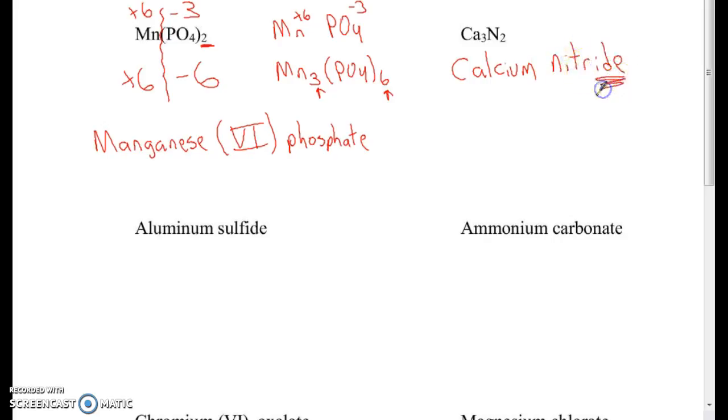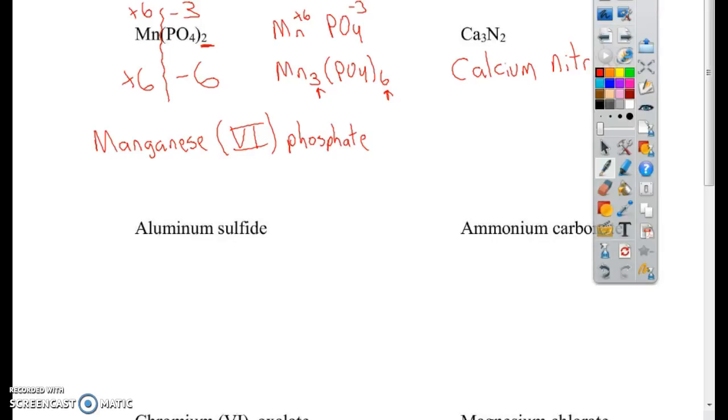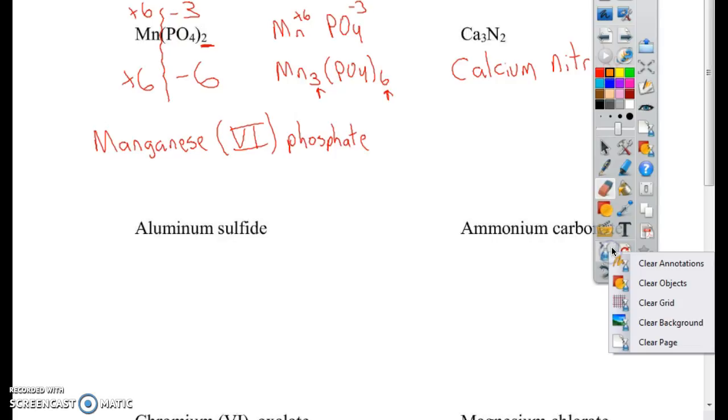It'll end in IDE. If you have a binary compound, it will always end in IDE. Now, you can get some that end in IDE that are not binary. If you have hydroxide, for example, or cyanide, they're polyatomic ions that end in IDE. And there's a couple of them, like bisulfide. But if it's binary, it's always IDE. Okay, I'm going to move up.